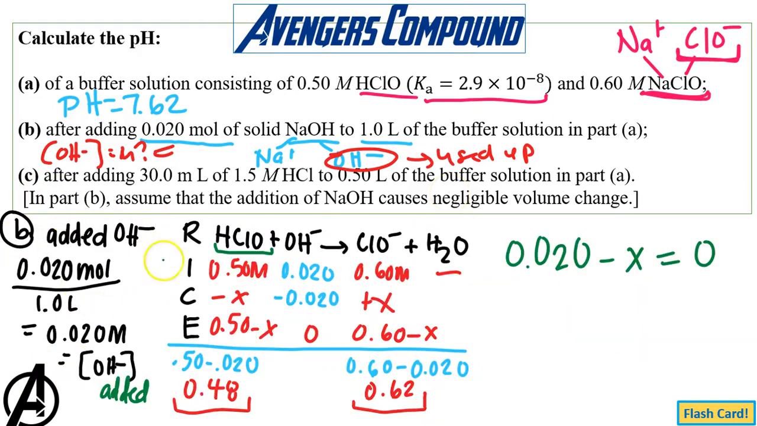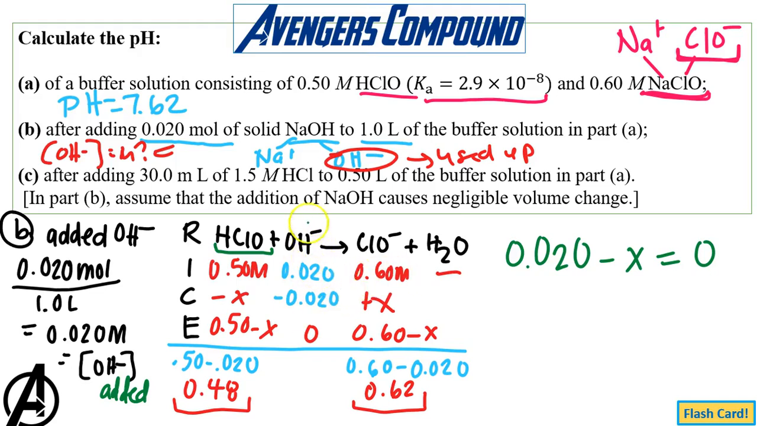Okay, so I want to focus on the added OH minus. They gave us 0.020 moles divided by 1 liter, and so the concentration of added OH minus is 0.020 molar, okay? So I have my initial amount in my RICE table. Remember, since we're adding a base, we must have the weak acid that's going to be able to use up that base. So we have our weak acid, which is HClO, mixed with OH minus, is going to go to completion to form ClO minus and, of course, water. So our initial amounts are already given from part A of 0.50 here and 0.60 here. Our initial amount of OH minus we just found of 0.020.